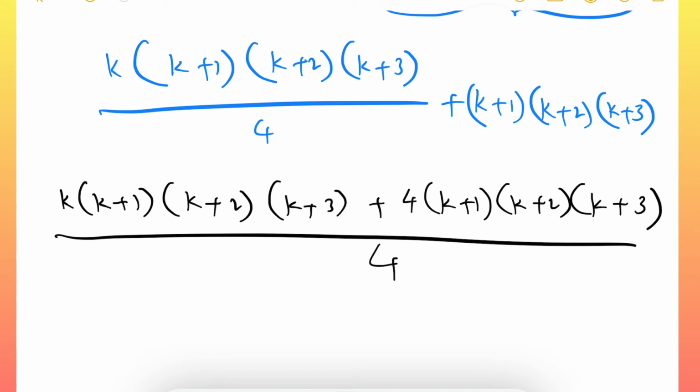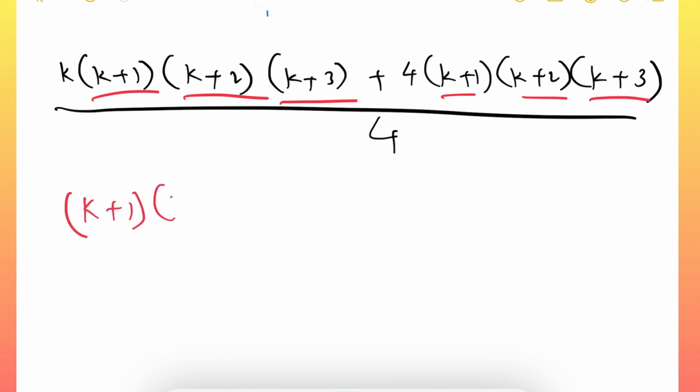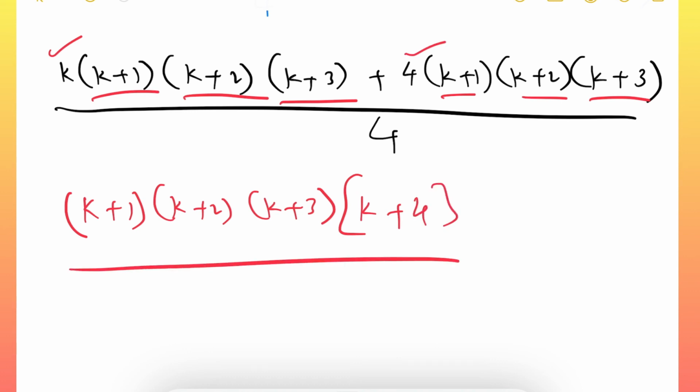Okay, now if we observe this, in the first term as well as in the second term, k plus 1 is there, k plus 2 is there, k plus 3 is there. So I will take (k+1)(k+2)(k+3) common, then here we remain with k, here we remain with 4, whole divided by 4. This is the final answer which we got.